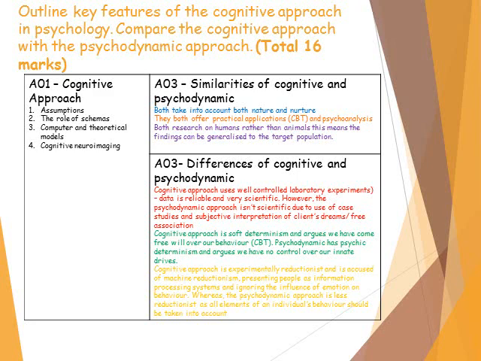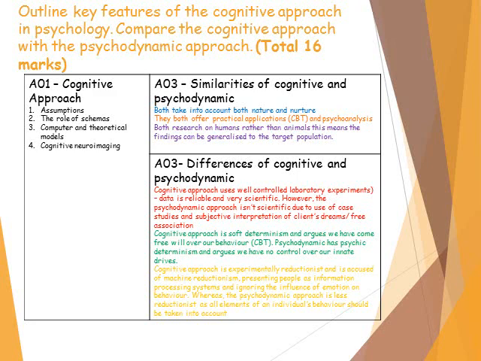Now, in terms of similarities and differences, so similarities, you wouldn't need to mention all of these, but they both take into account both nature and nurture. They both offer practical applications in treatment of abnormality, so CBT for cognitive approach and psychoanalysis for the psychodynamic approach. They both research on humans rather than animals, so we can generalise the findings to the target population, we can extrapolate the findings. Differences, cognitive approach is scientific, whereas the psychodynamic approach isn't. The cognitive approach has soft determinism, argues that we have some free will, but the psychodynamic approach is deterministic, it's psychic determinism.